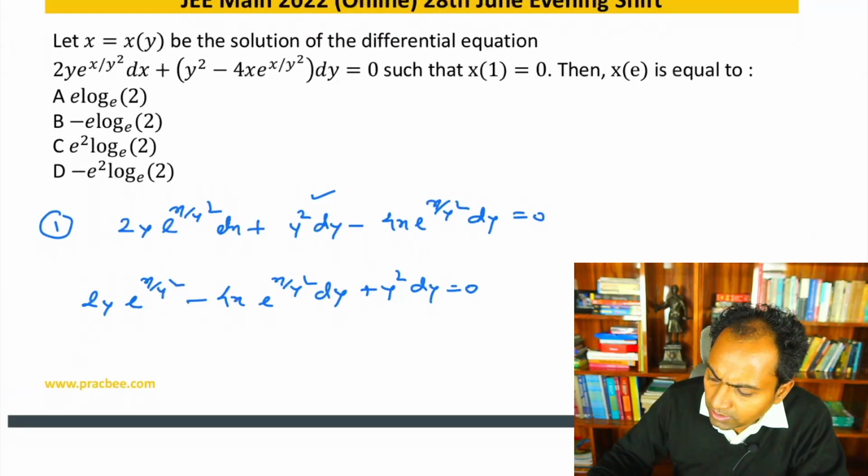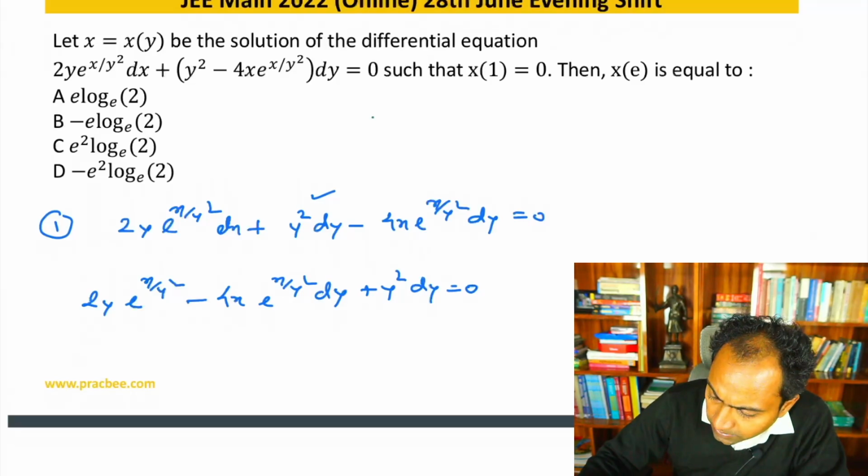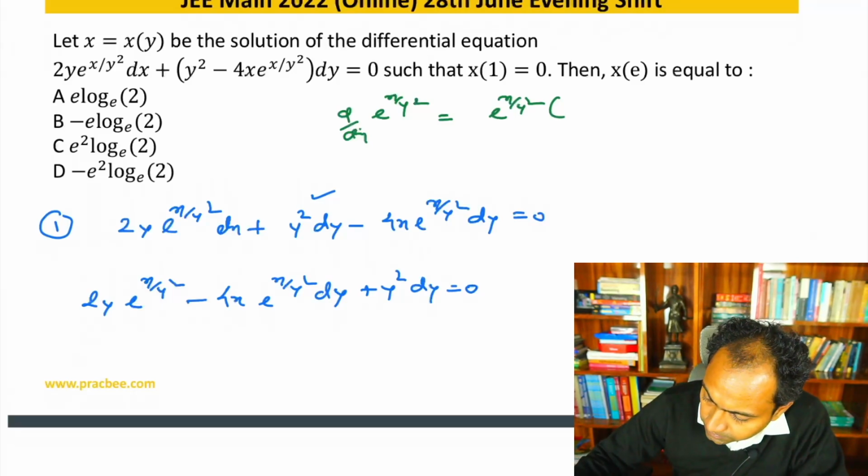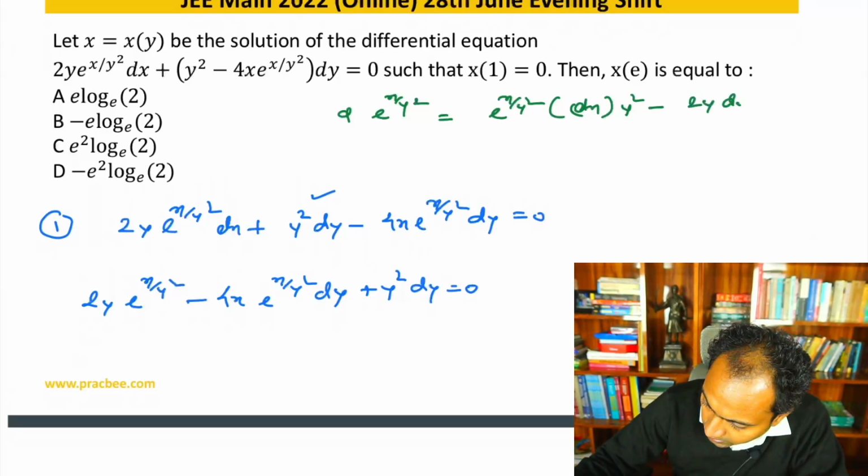So if I put 2x e raised to the power x by y square minus 4x e raised to the power x by y square dy plus y square dy, it will be equal to 0. Now the important thing here to understand is this very simple idea. If I have to differentiate this, what will happen to this differentiation? It will be x by y square, and if I differentiate 1 by y square, it is going to become dx into y square minus 2y dy into x.